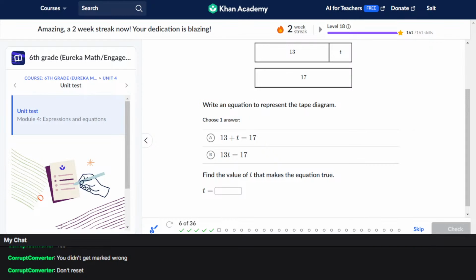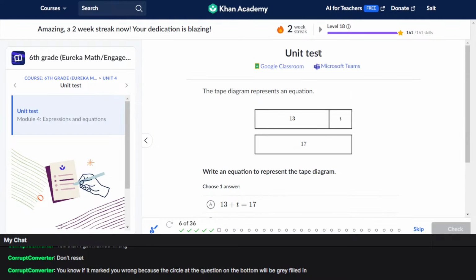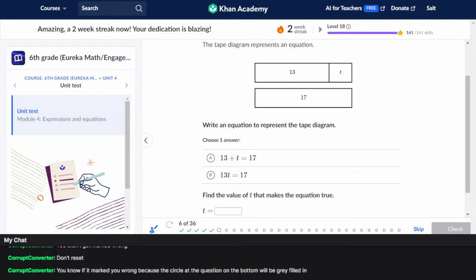Write an equation that represents the tape diagram. It will be gray filled in. Oh, okay. I need to remember to check that. Converter says you know if it marked you wrong because the circle at the question on the bottom will be gray filled in. You're right.